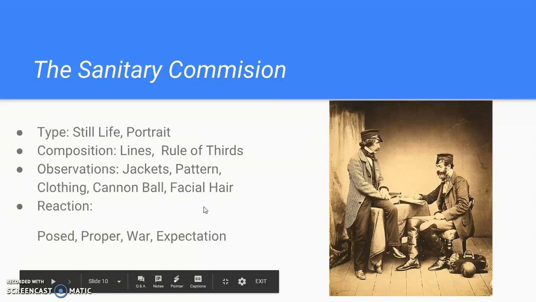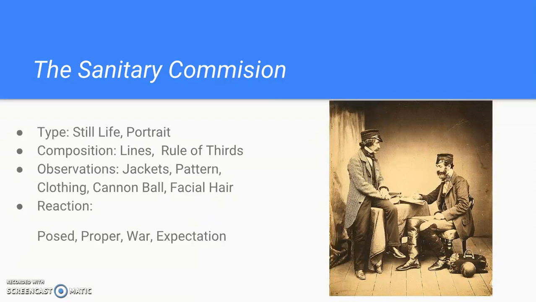This last photo is called the Sanitary Commission, and this is a still life portrait. And you can see the lines that he uses on the left and also on the floorboards, and also the rule of thirds because neither of the men is centered. The first thing I saw originally were their jackets because I feel like they really stand out with the patterns and their clothing and their facial hair. That was kind of the style back then. It shows that it's an older picture.